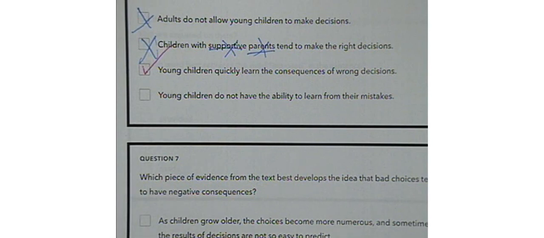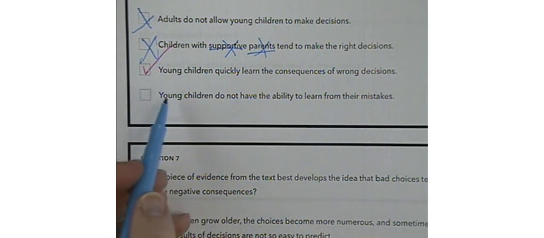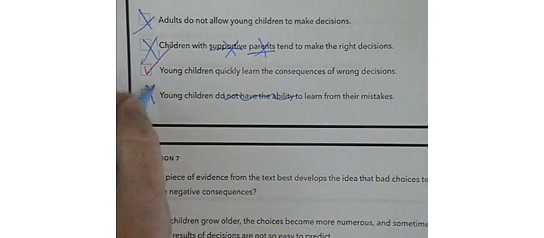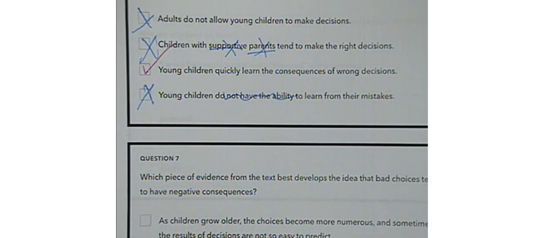If you don't follow the rules, you're likely to get hurt. Children do not have the ability to learn from their mistakes. It never mentions anything about their abilities. So C would be the correct answer there.